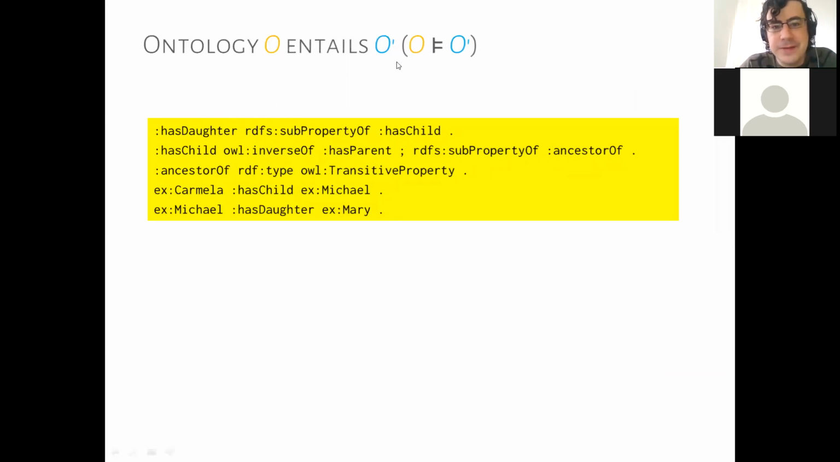So how does this fit with the notion of entailment? We have some definitions here. We have an ontology described as an RDF graph, and the yellow thing here: has daughter is a subproperty of has child; has child is the inverse of has parent, and a subproperty of ancestor of. Ancestor is a transitive property. Carmela has child Michael, Michael has daughter Mary.